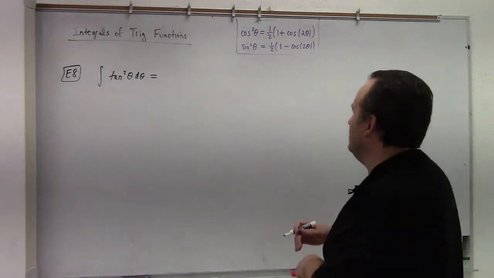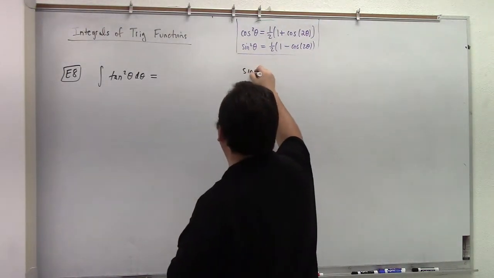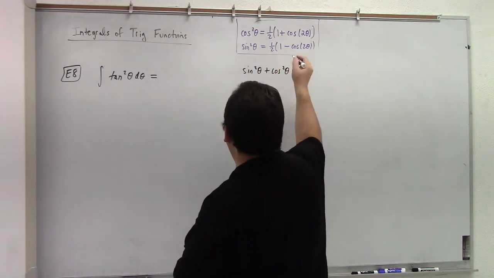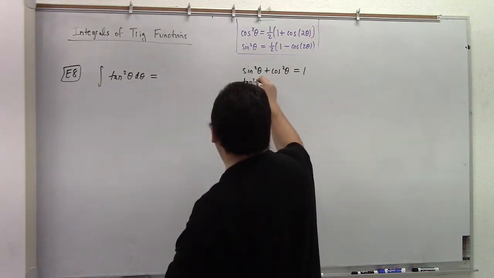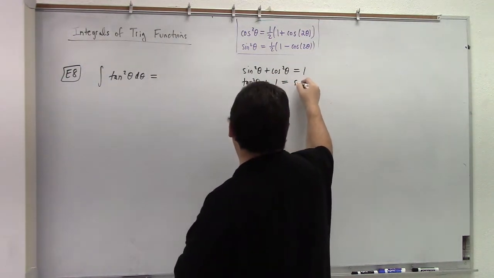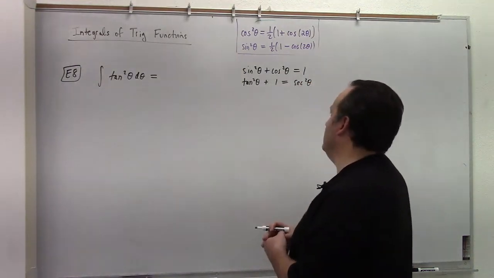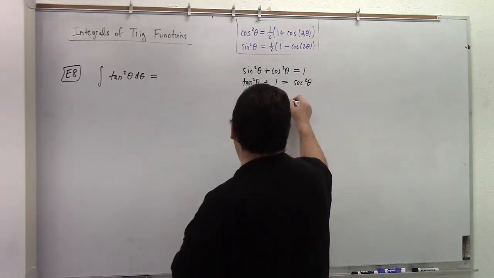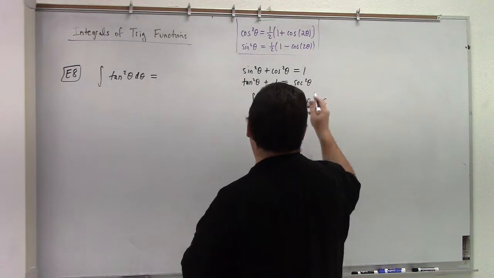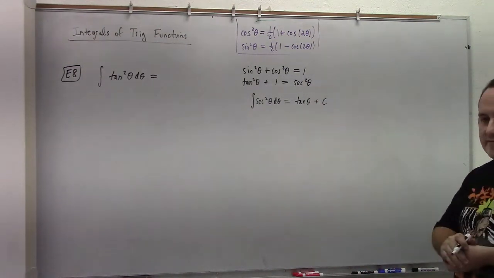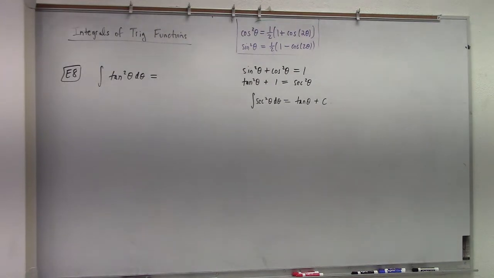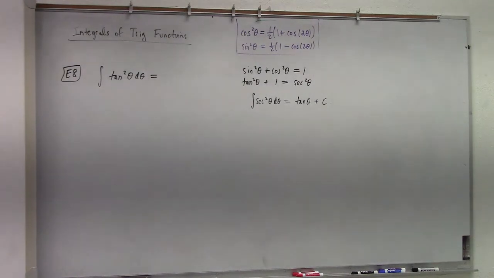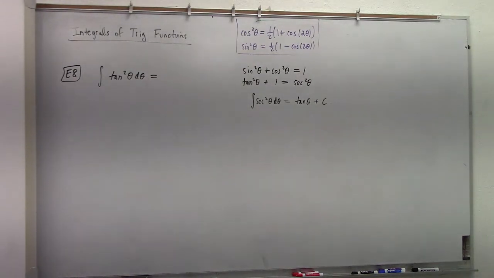Let's see here. What do we know? We know sine squared theta plus cosine squared theta equals 1. If we divide that by cosine squared, we get tangent squared theta plus 1 equals secant squared theta. We also know that the integral of secant squared theta is easy, right? Because it's just tangent. That's one of our elementary integrals. No need for u-substitution there, right? In fact, this problem does not require a u-substitution. It just requires a little bit of trigonometry.